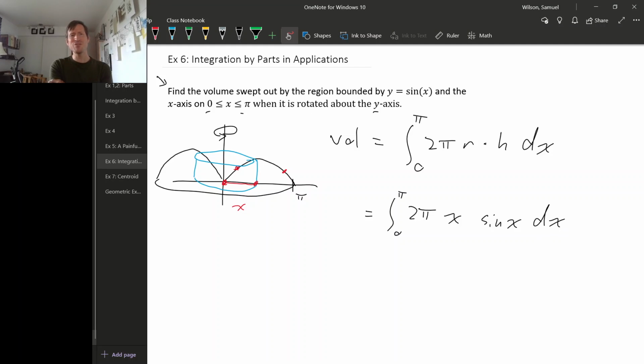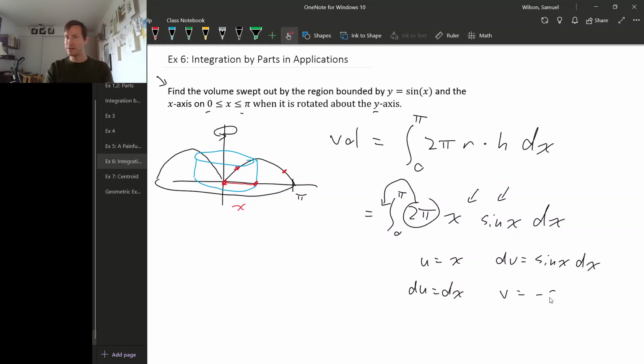And you can see this integral is a prime case of using integration by parts. We can move this 2 pi outside the integral, but a polynomial times a sine or cosine, that's prime integration by parts territory. So let's let u be x, and dv will be sine of x dx. That means du is dx, and v itself is negative cosine x. Don't forget that minus sign.